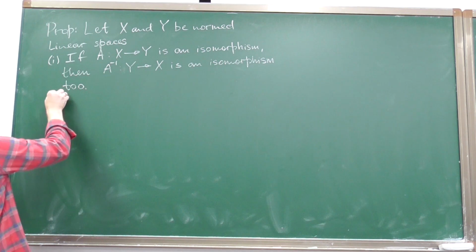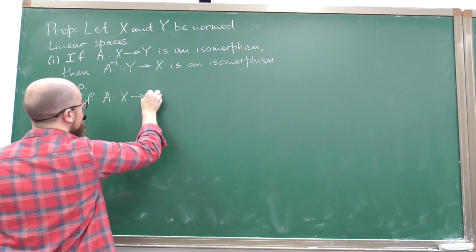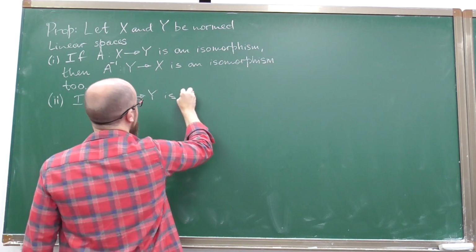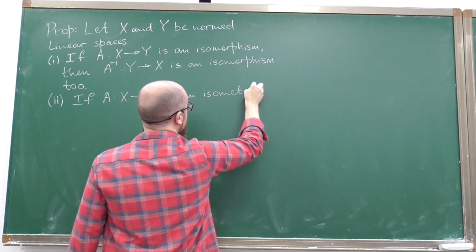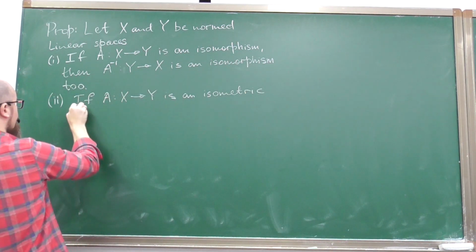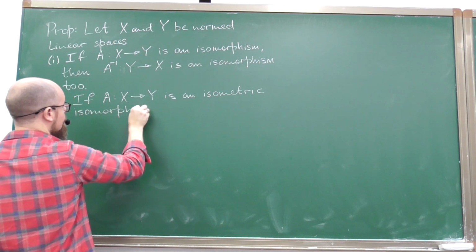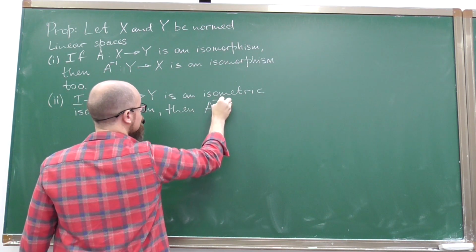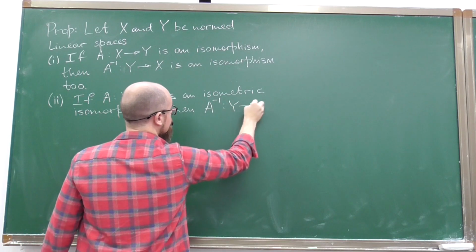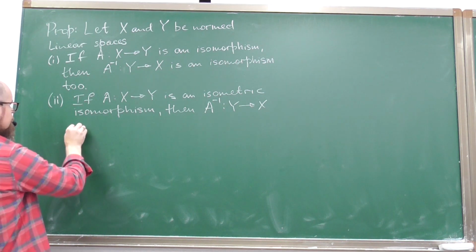And the second property, if an operator is an isometric isomorphism, then its inverse possesses exactly the same property. So it is also an isometric isomorphism.